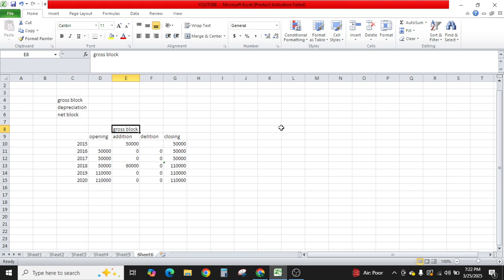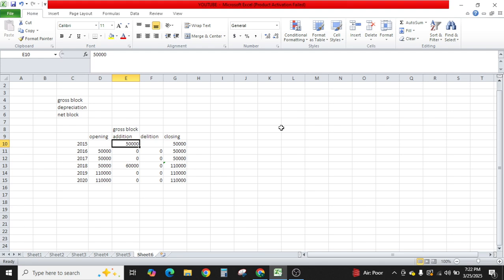Anything you are buying will be written at the historical cost only. If you take an example, like you are buying an Activa worth 1 lakh, the opening will be 0. The addition, you are adding the Activa in your business, will be 1 lakh. Now closing will be 1 lakh only. It will always be recorded at historical value.